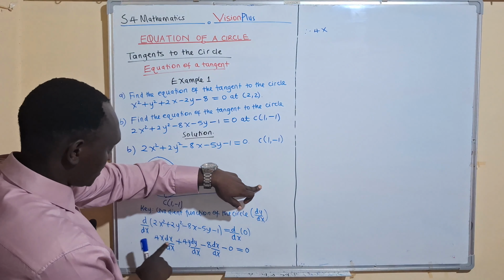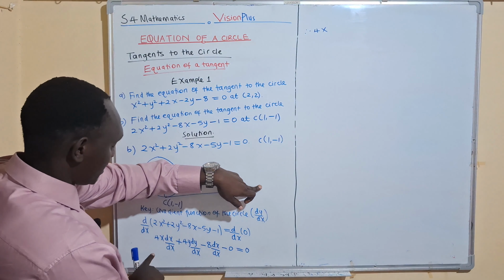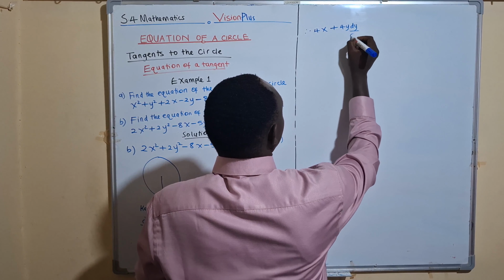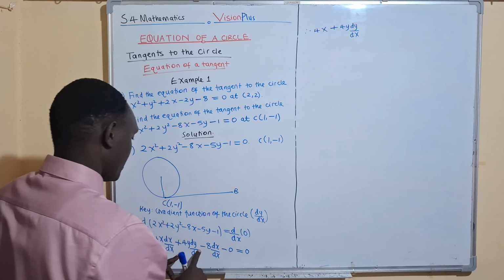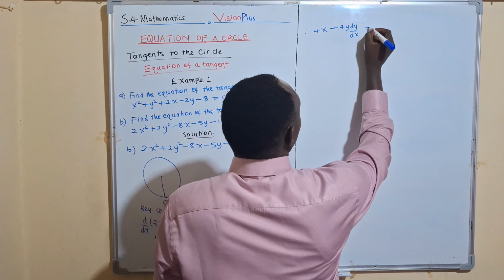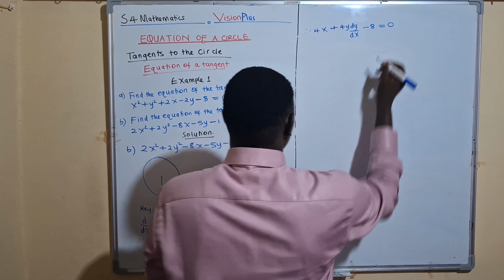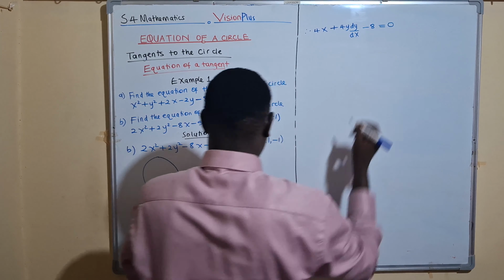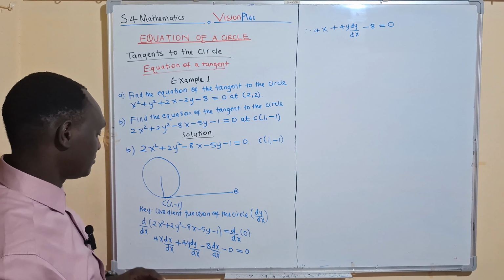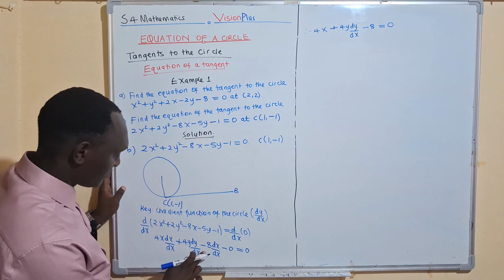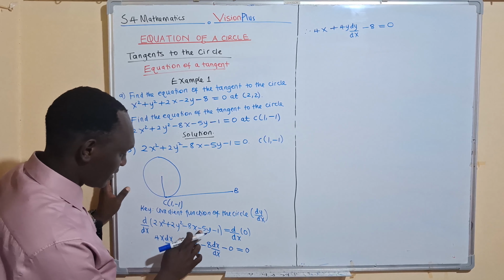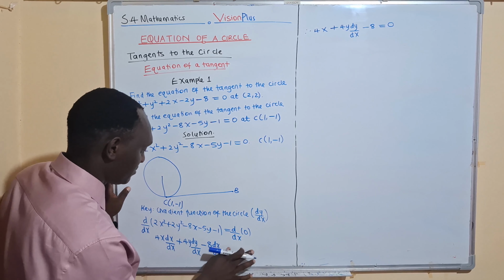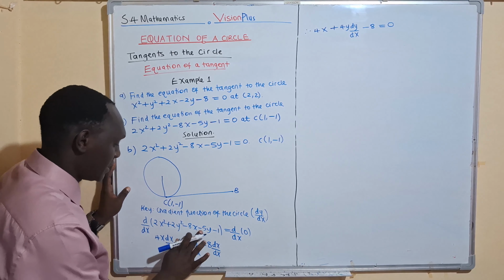Here, this dx and this dx will go, plus 4y dy/dx plus 4y dy/dx minus 8 is simply equal to 0, because minus 0 equals 0 makes no difference. Now we need to make dy/dx the subject. I've realized I've left out a term here. Yes, I've left out that term by mistake. I've left out minus 5.